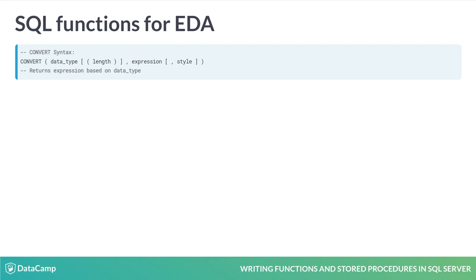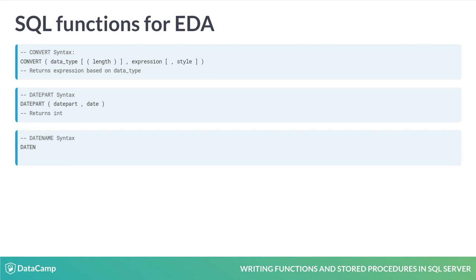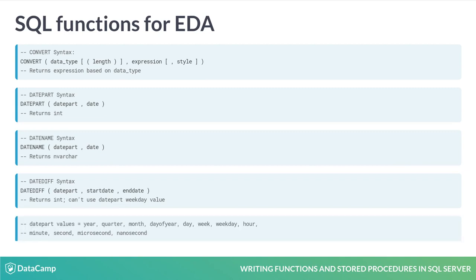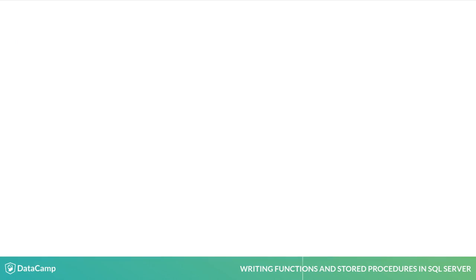Three more helpful functions are datePart, dateName, and dateDiff. They require a datePart parameter to be passed, and the valid values are listed at the bottom of the slide. DatePart and dateDiff return integers, but dateName returns an nvarchar data type. Let's use these functions with our YellowTripTaxi dataset.